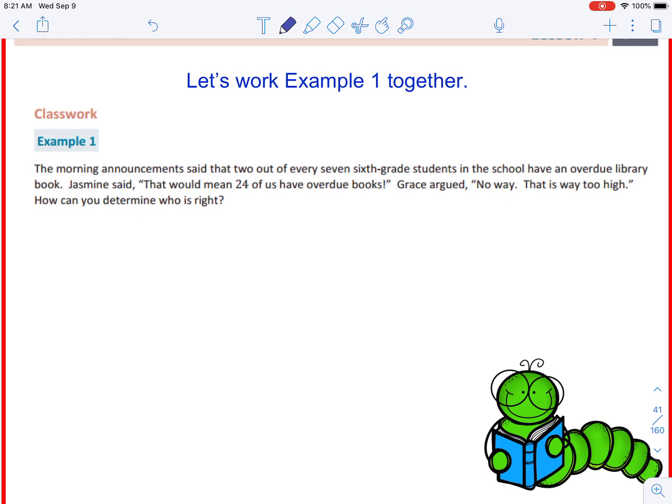Well, let's read that carefully again. Okay, we need to find some keywords and try to figure out what's the ratio that we're dealing with. The morning announcement said that 2 out of every 7, okay, that is the ratio that we'll be dealing with. 2 out of every 7, which is 2 to 7. 6th grade students in the school have an overdue library book. Jasmine said that would mean 24 of us have overdue books. So this would be the second ratio, 24, and we do not know the second number in the second ratio yet, but we will.